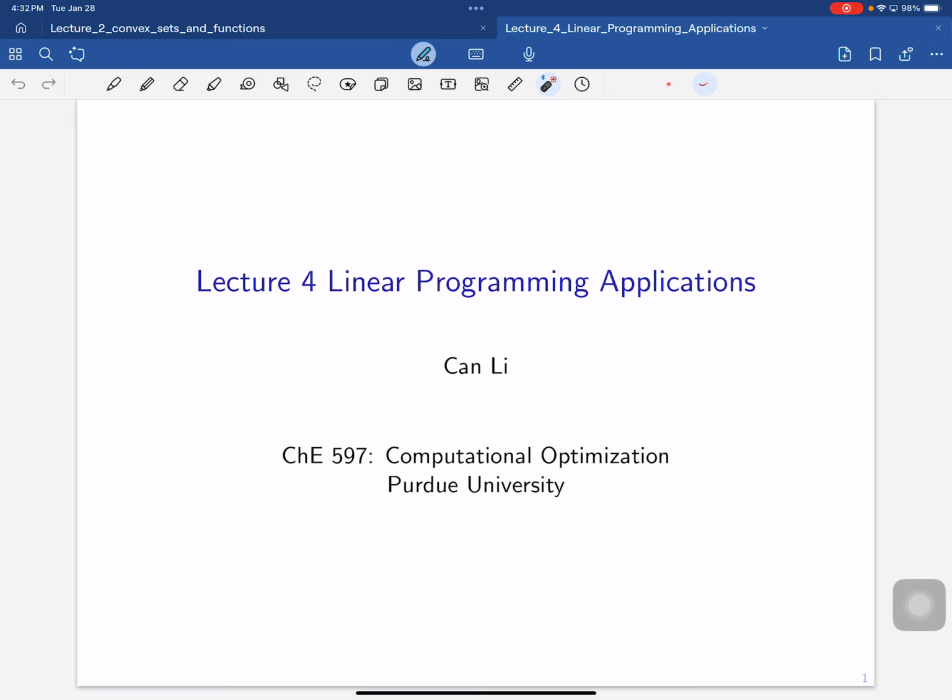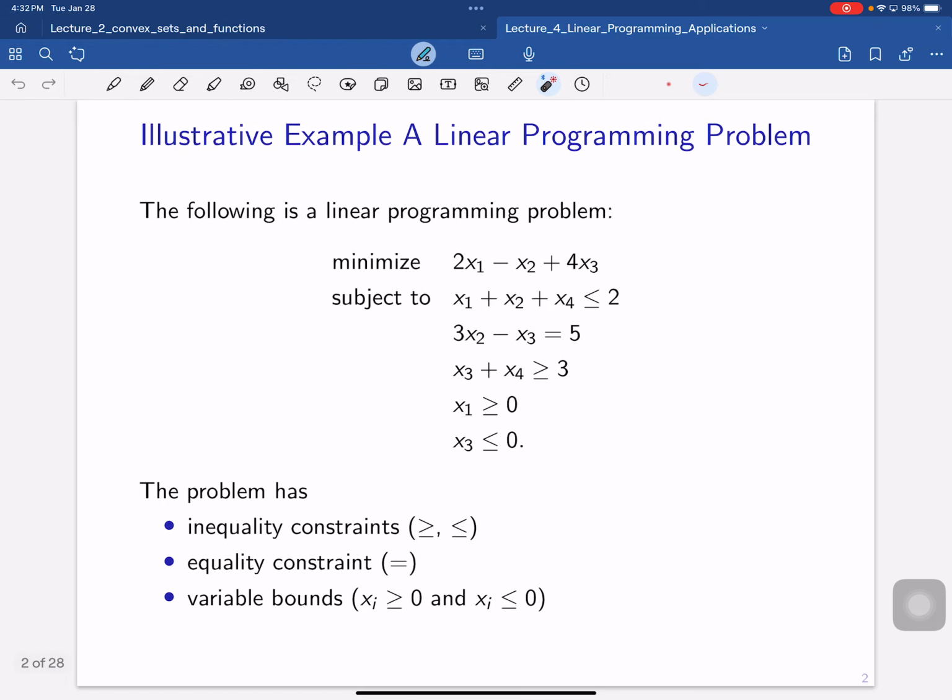If you want to know a little bit more detail about linear programming, there is a course in industrial engineering you can take. It will spend the whole semester just focusing on linear programming. Okay. So what is linear programming? Typically, you can think about linear programming as minimizing or maximizing a linear objective function subject to some linear constraints.